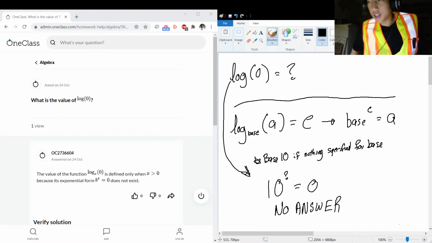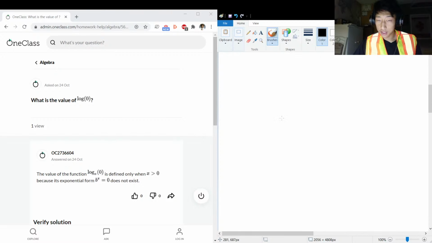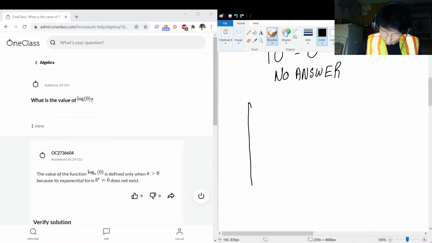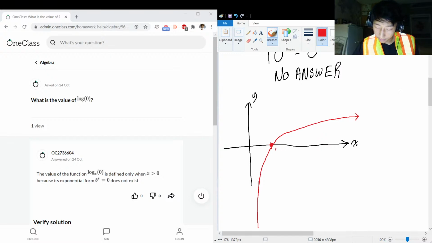And you'll actually see this if you plot a logarithmic graph. Logarithmic graphs typically look a little something like this. So you have your y, you have your x, and let's say the log is base 10, so that will be 1. It's going to look like this. The closer and closer you get to x equals 0, the smaller and smaller the y value is going to be. Like, it's going to go straight down.